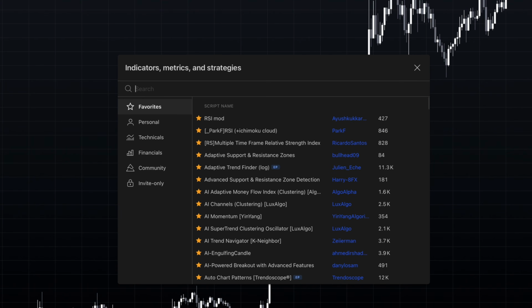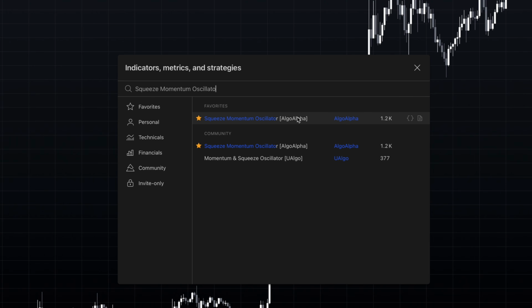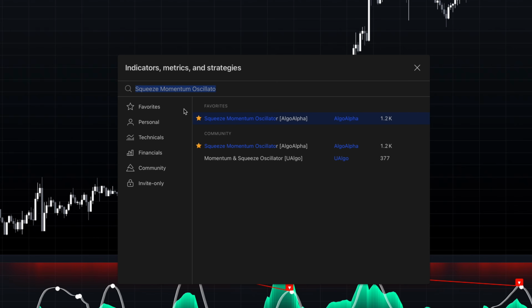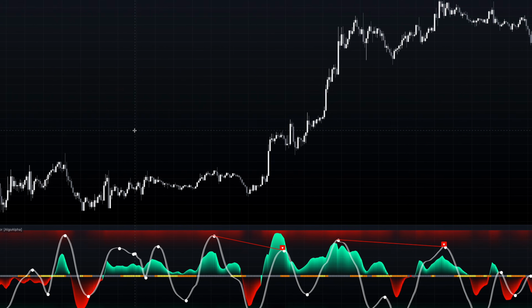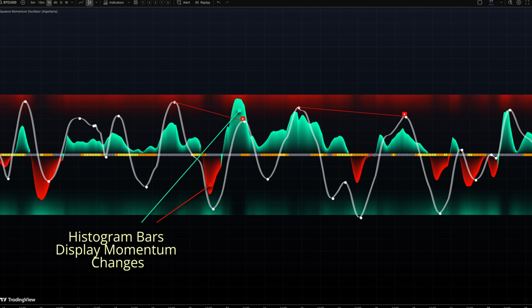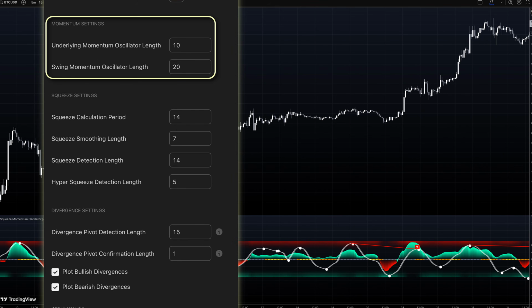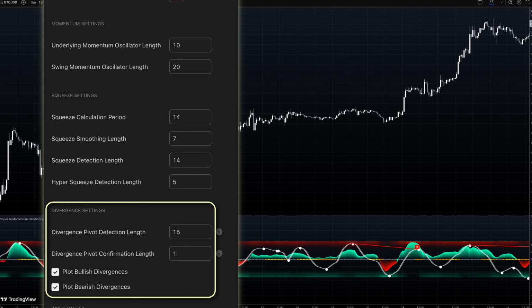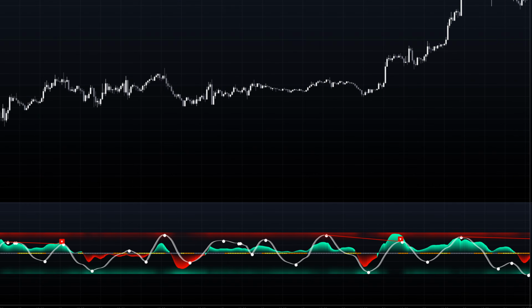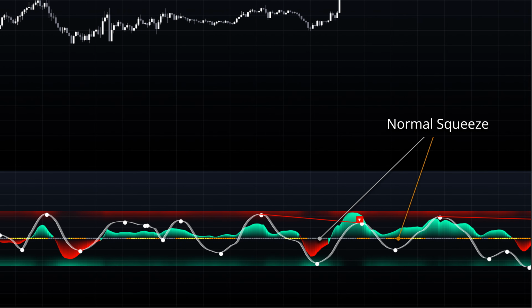The Squeeze Momentum Oscillator by Algo Alpha combines squeeze detection with momentum analysis to identify potential market moves following periods of compressed volatility. The oscillator displays momentum through color-coded histogram bars, alongside a white line representing swing momentum, while simultaneously monitoring market squeezes through calculations of ATR and high-low differences. The indicator features customizable settings for momentum calculation lengths, squeeze detection parameters, and divergence identification. It visually distinguishes between normal squeezes, gray-orange columns, and hyper squeezes, yellow columns, with the latter indicating rapidly increasing compression.